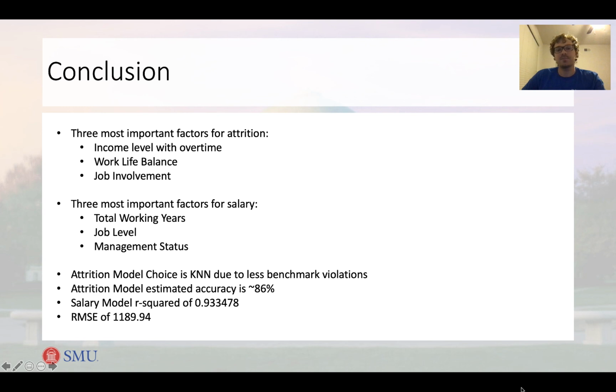So in conclusion, the three most important factors for attrition I found were income level with overtime status, work-life balance, and job involvement. With those three features, I was able to achieve model accuracy of about 86% with a KNN model, and I had very little benchmark violations. The three most important factors for predicting salary are total working years, job level, and management status. Using those features, I was able to achieve an R-squared of 0.933 with an RMSE of 1189. Both of my models are well within the requirements for the DDS Analytics project, and I'm quite happy with the results.